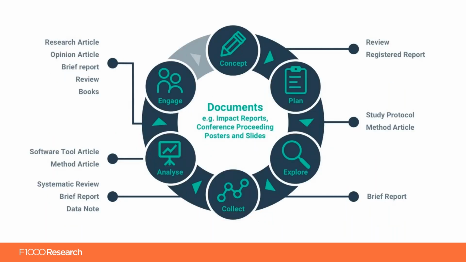So this diagram you can see on screen here provides a really nice visualization of when and how researchers can actually take advantage of all of these different article types and really take that open science approach in sharing as much as possible from your research project.